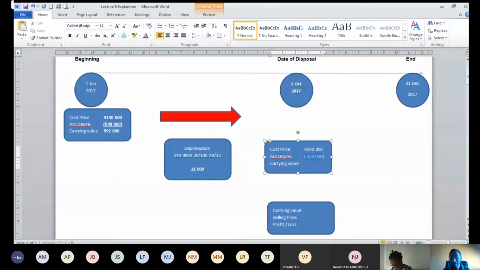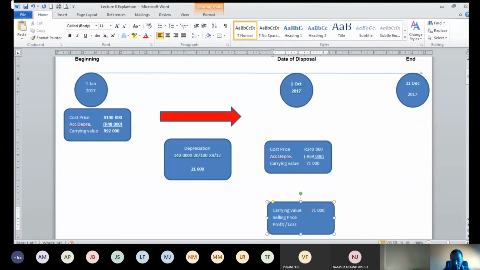So on the date of the asset realization, the carrying value of your asset is now 140,000 minus 69,000. That is the carrying value of the asset on the date of the asset realization. So, in my next block, I've got there for you, the carrying value of the asset is now 71,000 Rand.